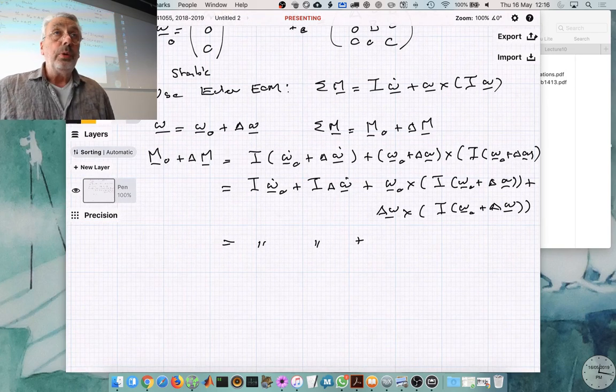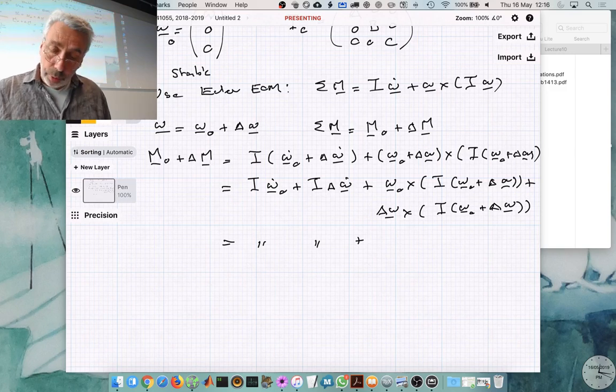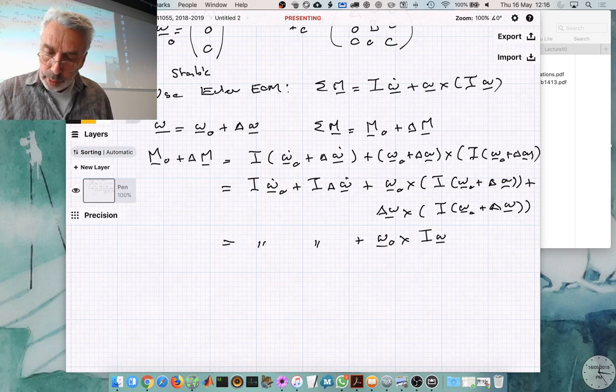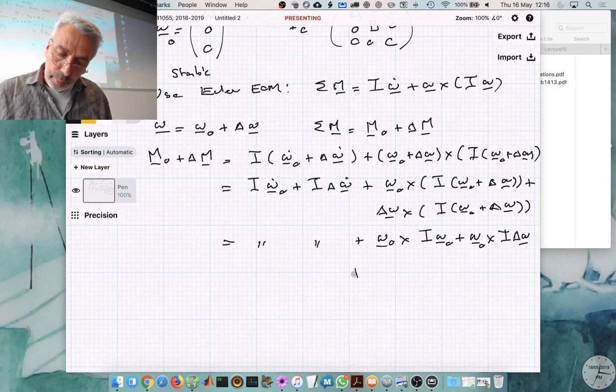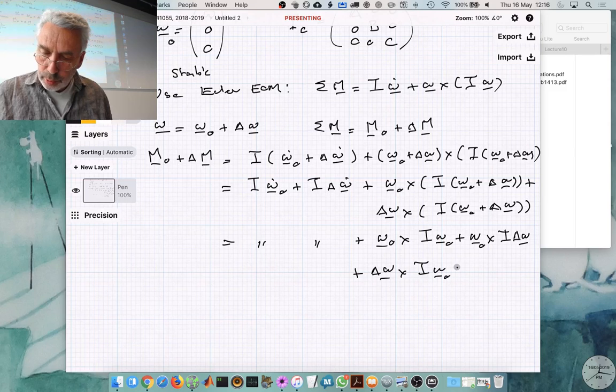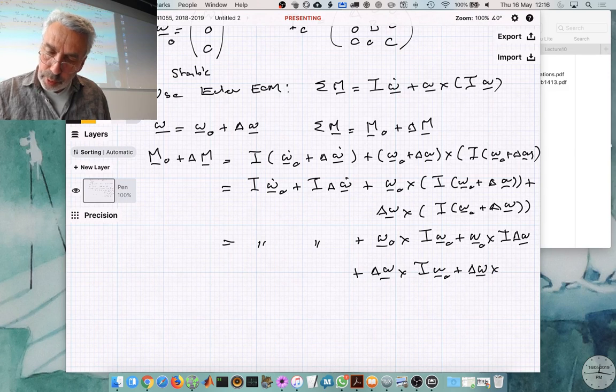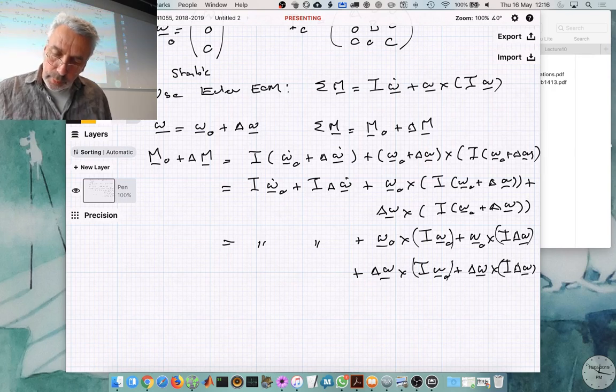Then finally we have to express these two more in detail, so I keep this one, plus. Of course, you could use a MATLAB symbolic or so to do this. It's not that hard. So omega 0 cross I omega 0 plus, and then the second part is omega 0 cross I delta omega, plus delta omega cross I omega 0, plus the last one, delta omega cross I delta omega. And maybe I put brackets around this one. Okay.